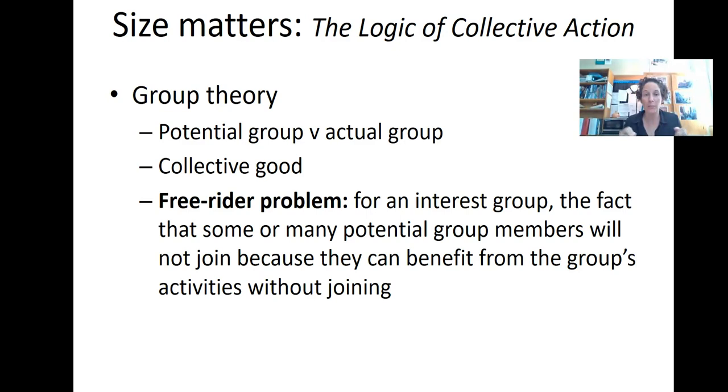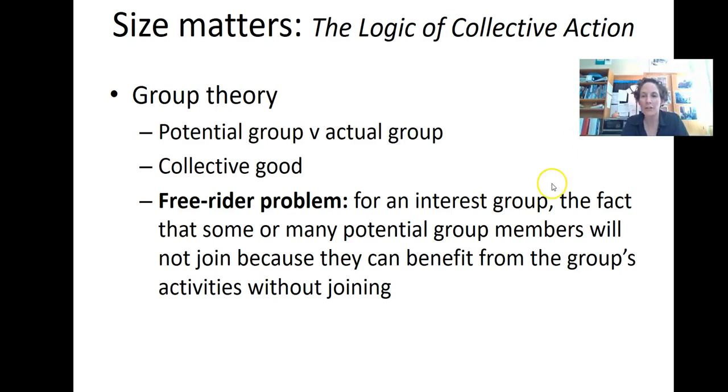So when you have a small group, then what happens is the potential group and the actual group are closer in size and you have fewer free riders. And then you can operate more powerfully and effectively. So the free rider problem is about how it is rational to sometimes do nothing and let somebody else do it because you can get the benefit anyways. While it might be rational for an individual, it's probably not good for actually getting a collective good from government.